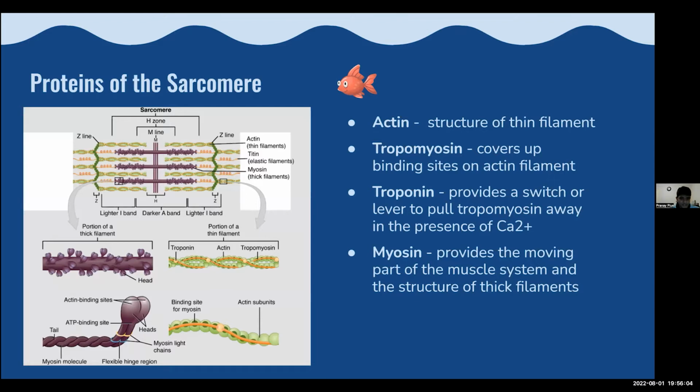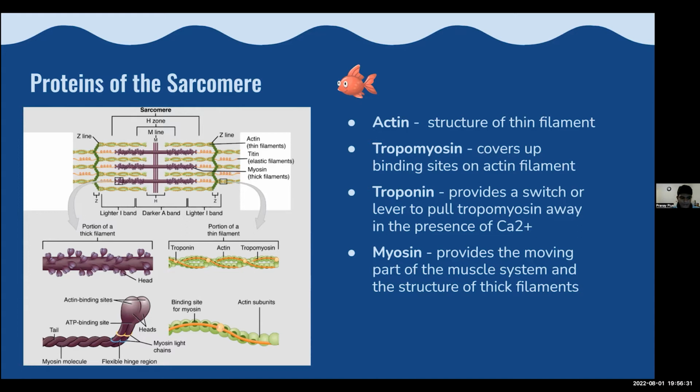Okay, so what are the proteins of the sarcomere? The main ones here are going to be actin, which is the thin filament, tropomyosin, troponin, and myosin. I'm going to get into tropomyosin and troponin in a little bit, but we'll start with myosin. Myosin provides the moving part of the muscle and is the structure of the thick filaments. Whenever we're talking about contraction, basically we're talking about the movement of myosin.